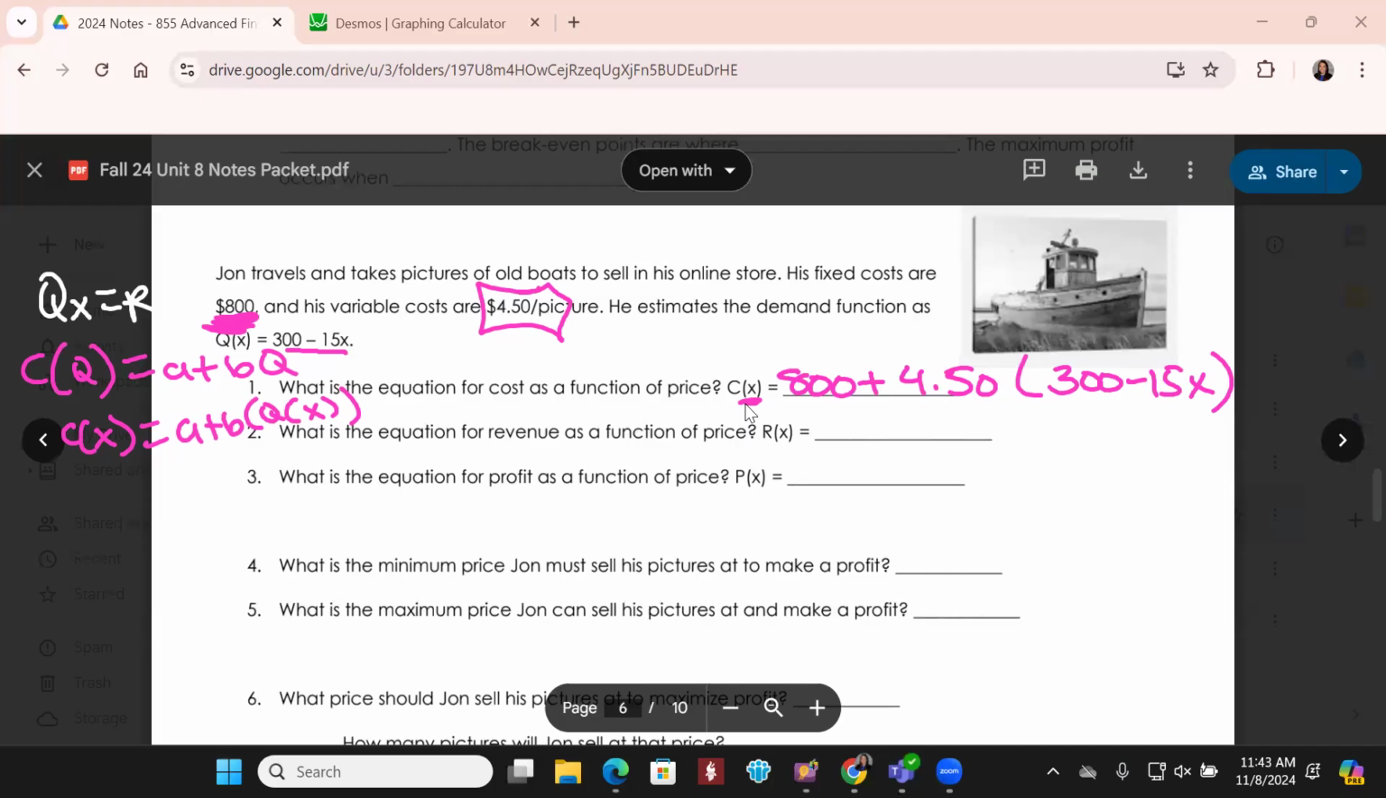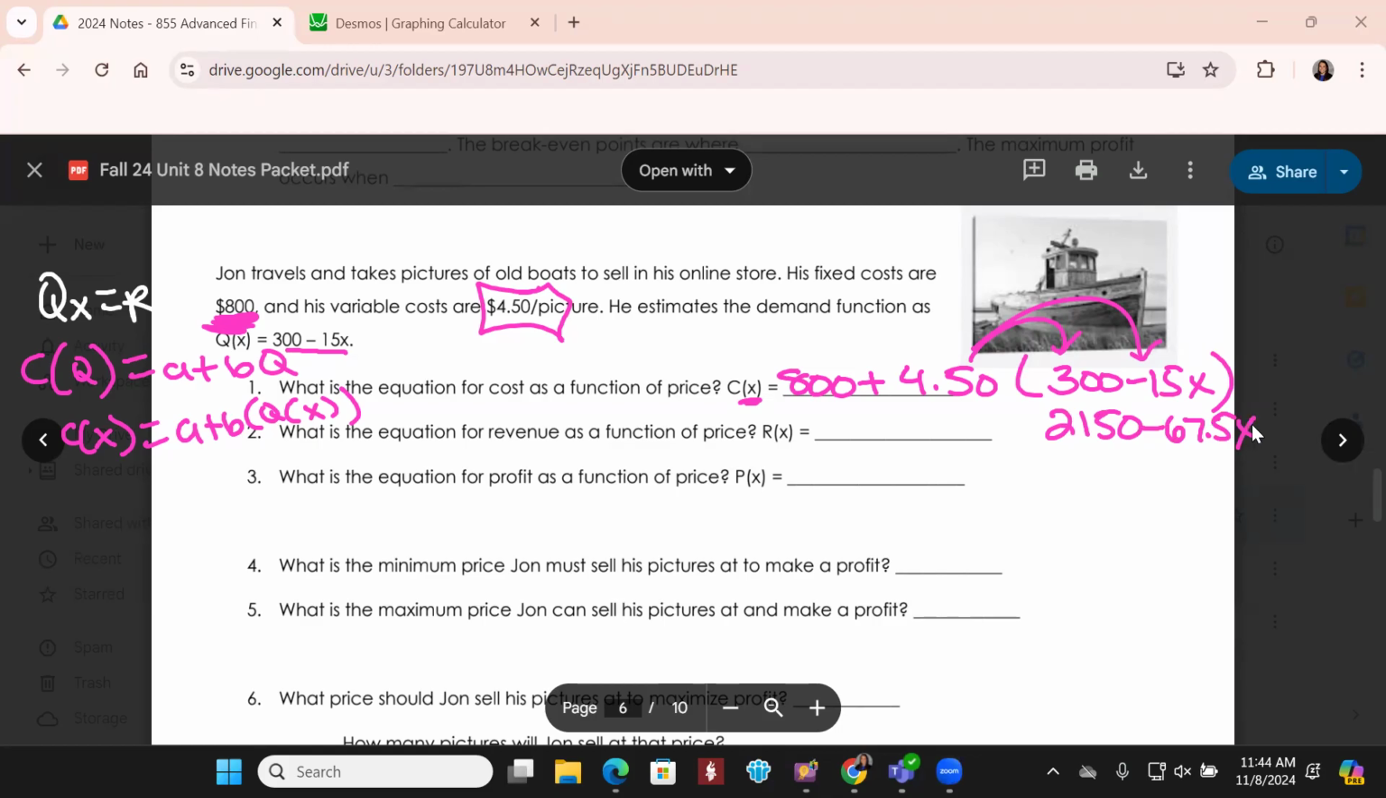Really quick though, this is probably not going to be an option on your multiple choice test. You have to distribute and simplify. You learned that back in like 6th grade, 8th grade. Remember, we distribute and then we combine like terms. Take a moment, see if you can do that. Multiply, combine like terms. When you combine like terms and simplify, you're going to get 2150 minus 67.5x.